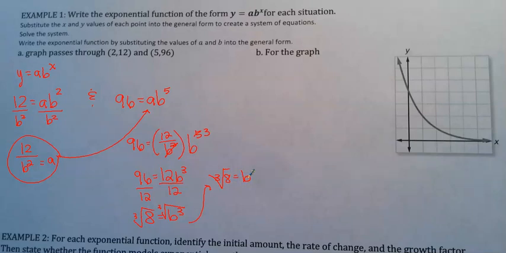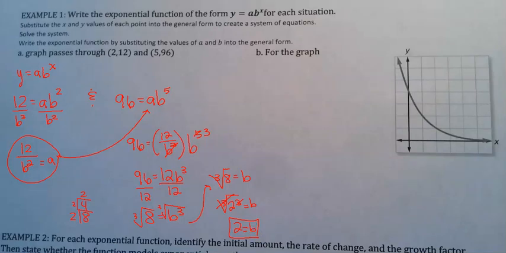So again, we go back to what we had been talking about, do some prime factorization. Like 8 divided by 2 is 4, divided by 2 is 2. So we would have the cube root of 2 cubed equals B. The cube root and the cube cancel, so 2 equals B. All right, that is correct.